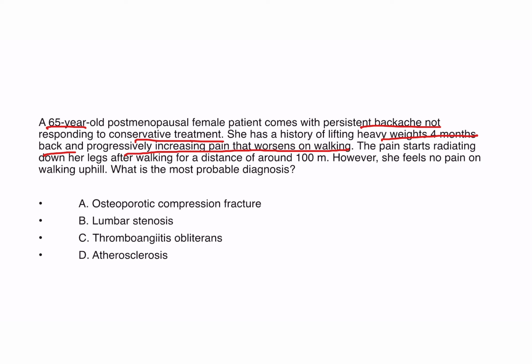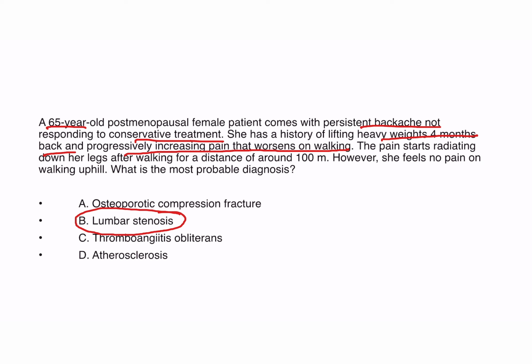The patient is not having fever or things like that. So now I'm slightly narrowing down my differential diagnosis, and they are telling lifting heavy weight and then back pain. So I should think more like a disc prolapse and things of that sort. The option now I'm thinking is lumbar stenosis, but still the pain starts radiating down her leg. Again, it's telling me more of lumbar stenosis.